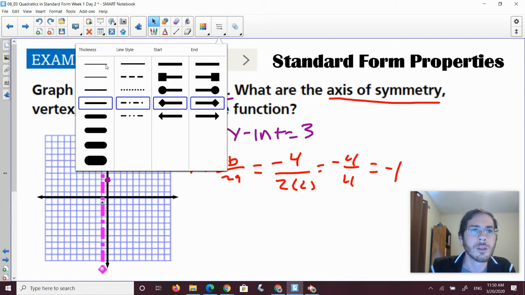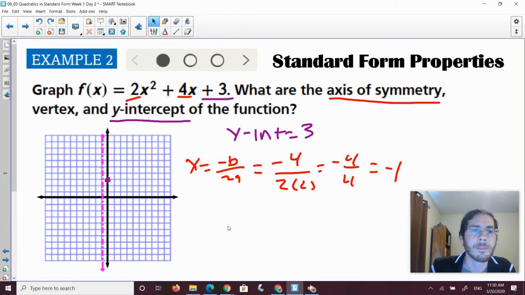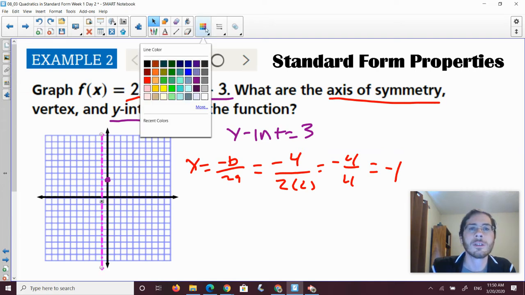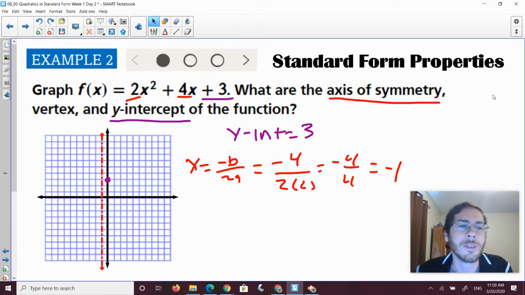Too thin. That looks pretty good. Let's move it a little bit. Perfect. And one last thing. Can I make it red? I can make it red. There we go. So now it all fits in. So that's my axis of symmetry.